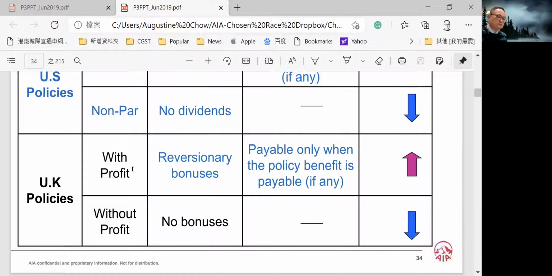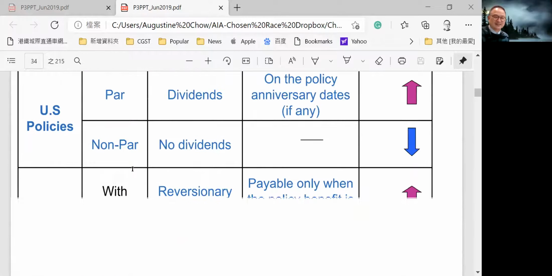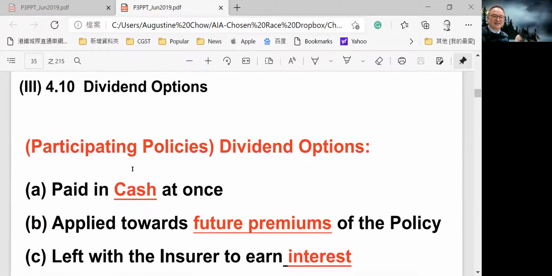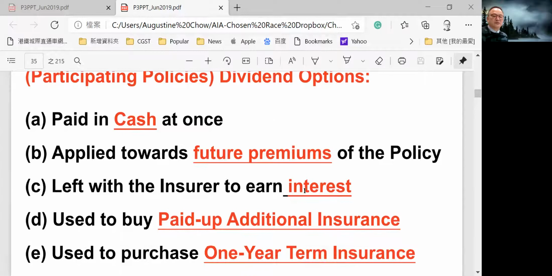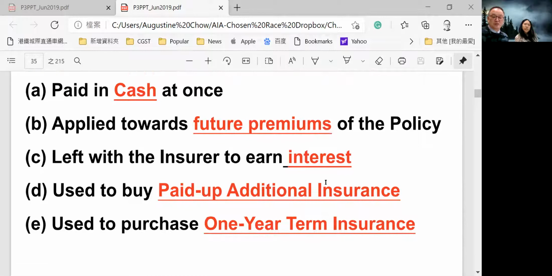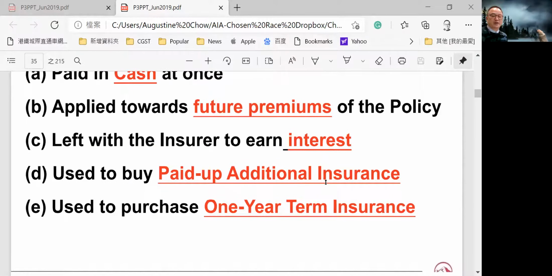And where does the bonus come from? Lower mortality rate, lower expenses, higher interest rate. Okay. Participating policy means the bonus can be paid in cash in advance, or applied to future premium, or left to earn interest in the account, or you can use it to pay up the premium, pay up the policy.